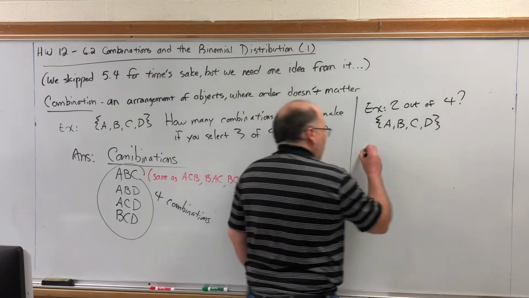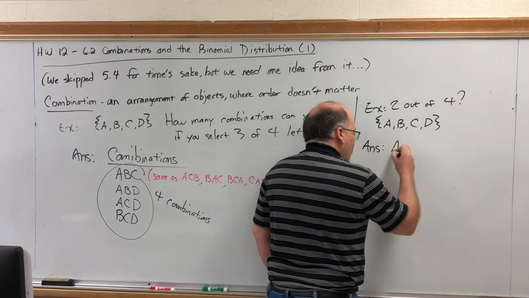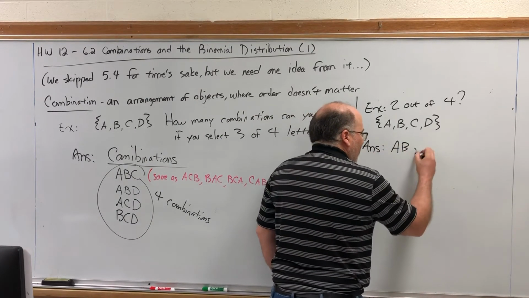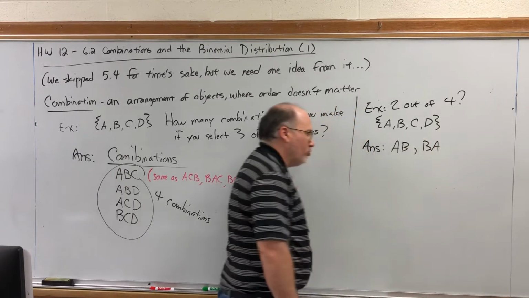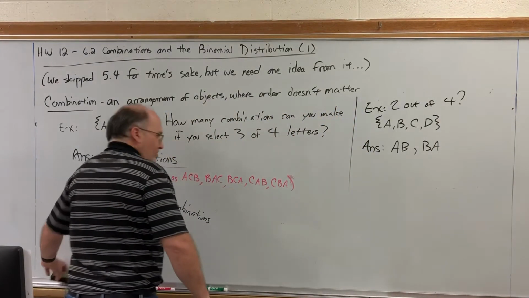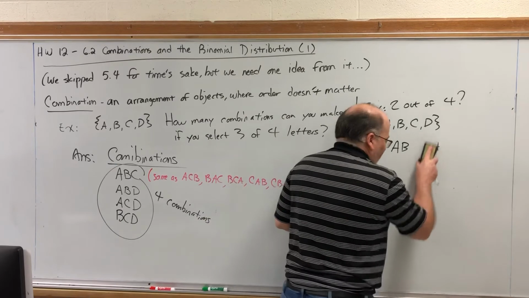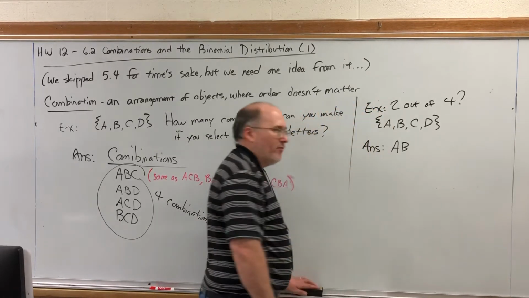So if one of your combinations is AB, then you can't also say BA because those are the same groups of letters because the order doesn't matter. So AB is one of them. So pause the video, see if you can find the rest of them.